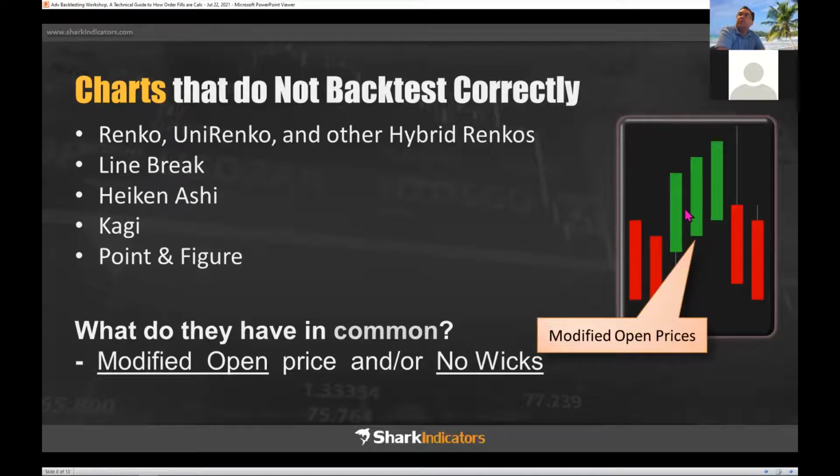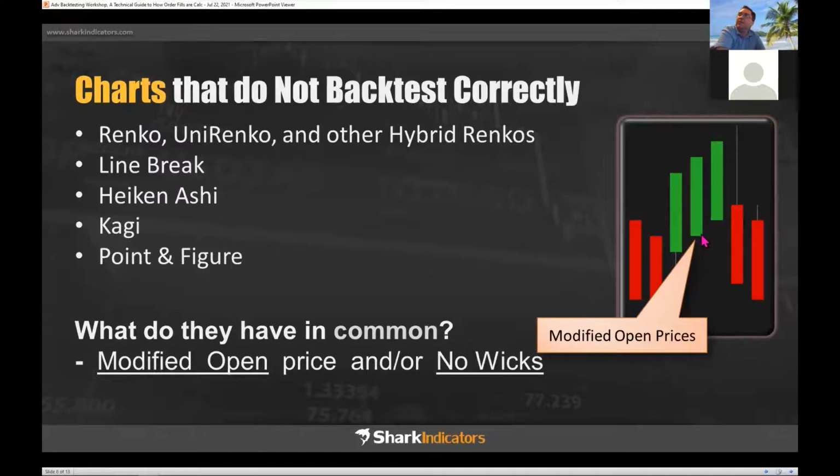So it's pretty hard to build a strategy on Renko charts that loses money, because you have this modified open price. Any kind of backtest that you run on a hybrid Renko chart almost always makes a profit.